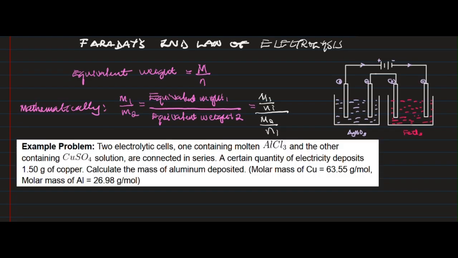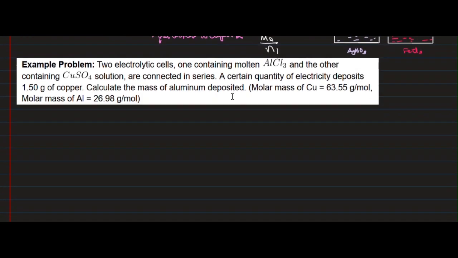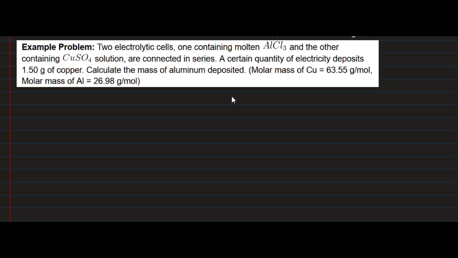Let's look at this example problem where we have two electrolytic cells, one containing molten aluminum chloride and the other containing copper 2 sulfate solution, and they are connected in series. A certain quantity of electricity deposits 1.5 grams of copper. Calculate the mass of aluminum deposited. We have the molar mass of copper and that of aluminum given in the question. So let's quickly have a look at how to solve this problem.